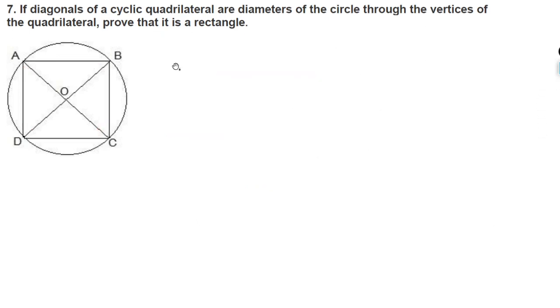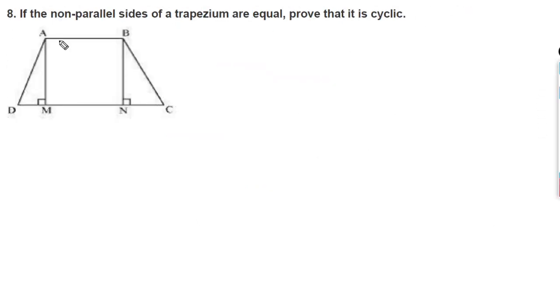Now we'll move to the next question. So let's start question number 8. If the non-parallel sides of a trapezium are equal, that means what is given? Here ABCD is a trapezium in which the non-parallel sides, that is AD and BC, are equal. Prove that it is cyclic.